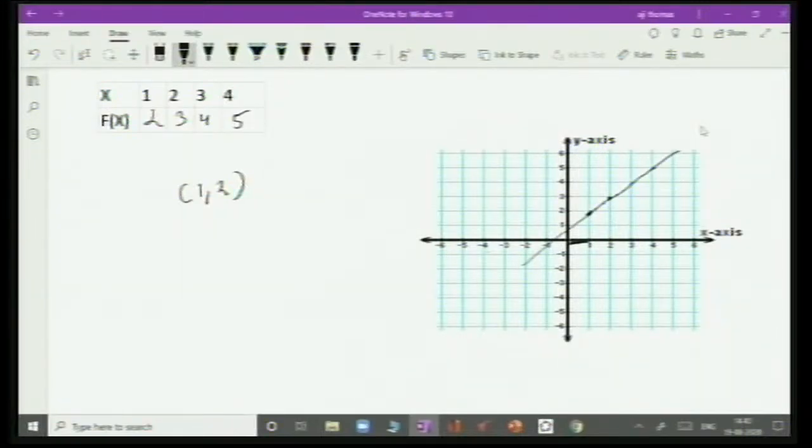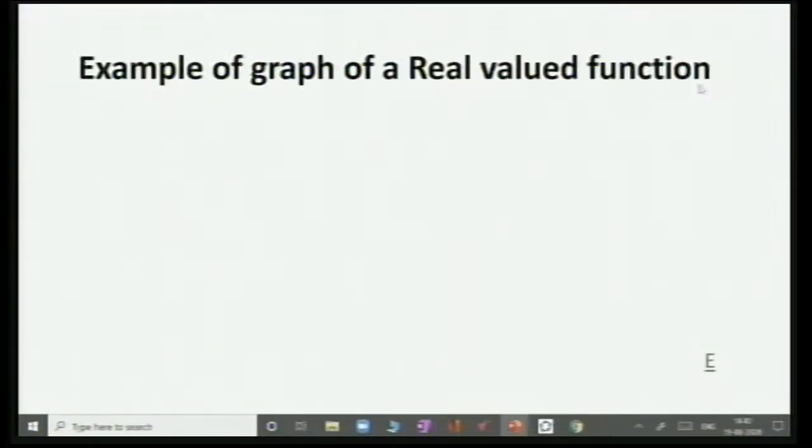So this is what I want to do for the sine and cosine function. I want to draw a graph for the sine and cosine function. So you should understand what the domain is, what the codomain is, and what the range is. We have discussed that, and we are going to come to that now.